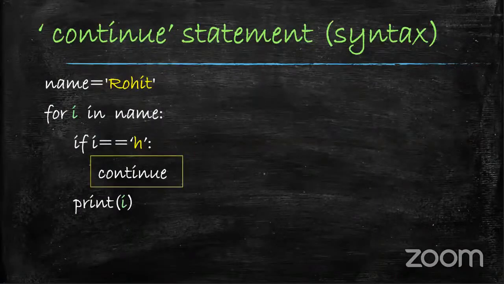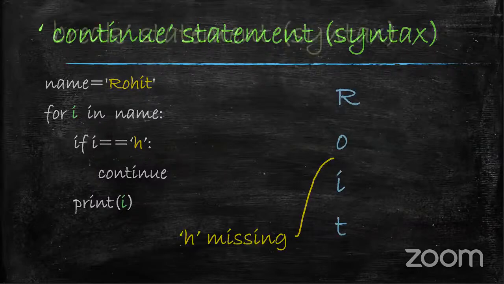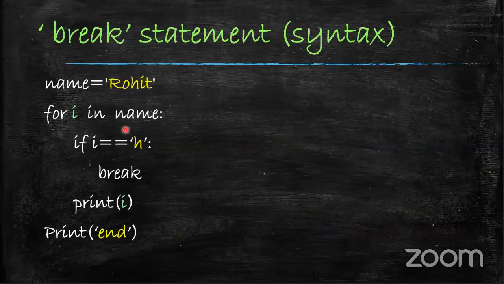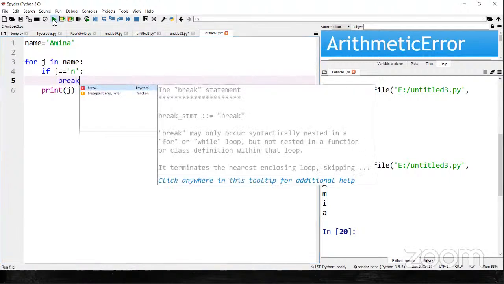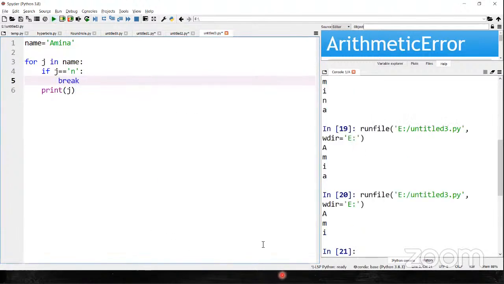Now let's look at one more step. Same thing for Rohit, and there is something else called break. So let's look at what break is. If I run this one, you can see what happened. Everything after J equals N did not print, it came out of the loop.